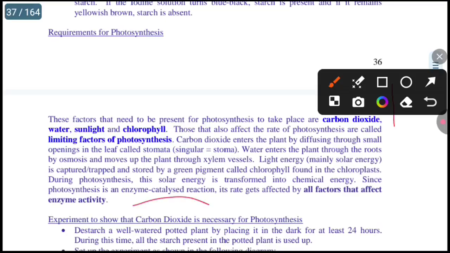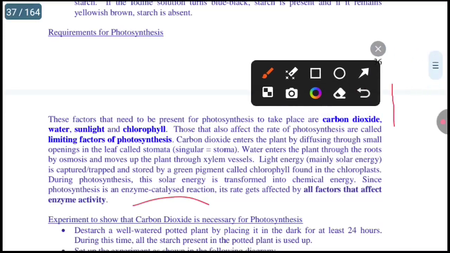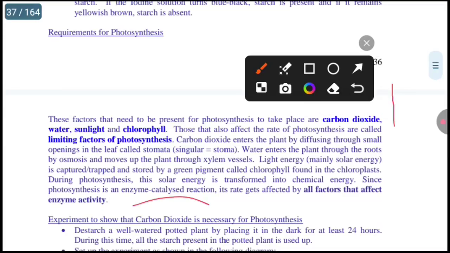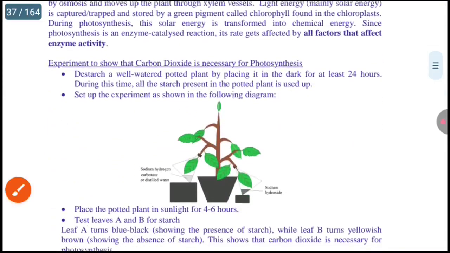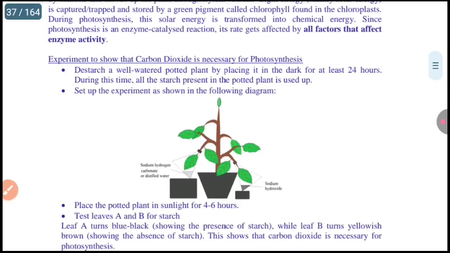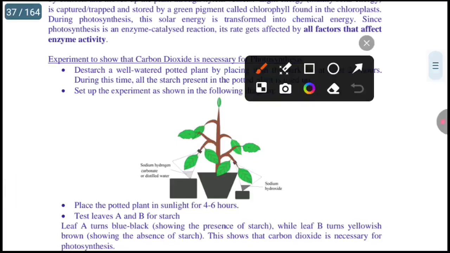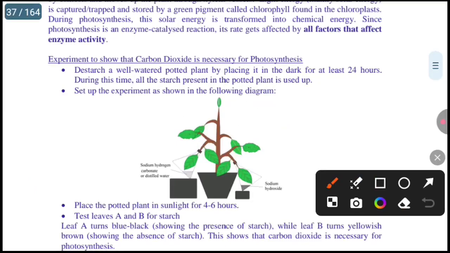Since photosynthesis is an enzyme catalyzed reaction, its rate gets affected by all factors that affect enzyme activities. Okay, that's one thing you should note. Now we look at an experiment to show that carbon dioxide is necessary for photosynthesis. Let us show and prove why carbon dioxide is necessary for photosynthesis.